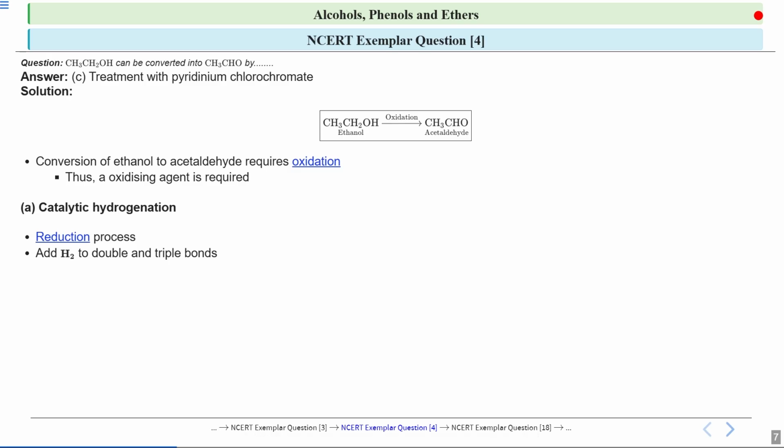So this is a reduction process. It will convert your aldehyde to alcohol, so this is the reverse of the desired reaction. You have to convert alcohol to aldehyde, but this is just the reverse. If you see over here, there is acetaldehyde. When you do catalytic hydrogenation, this aldehyde is reduced to alcohol. This is a reduction process, and we need an oxidation process. So this can't be the correct option.